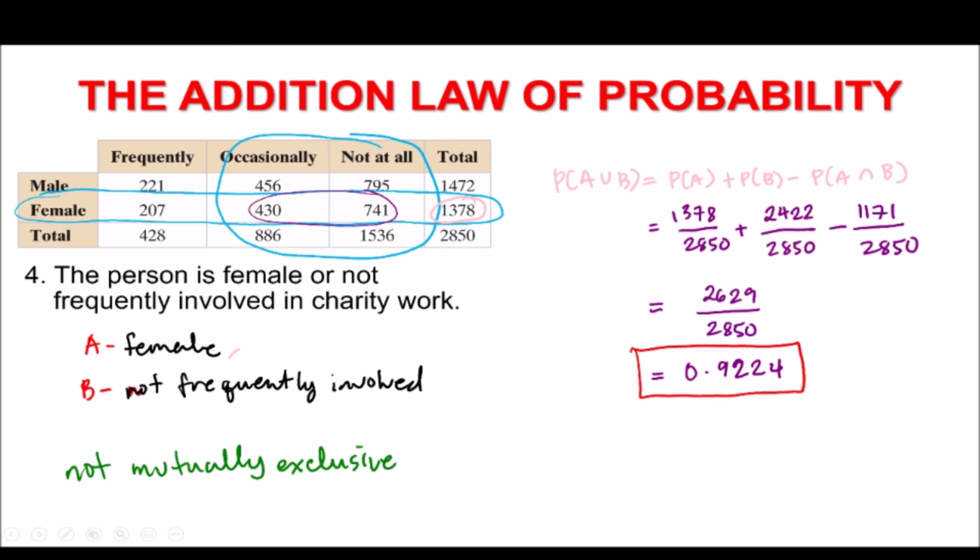Okay, so that's how you use the addition law of probability. It is important that you know how to differentiate mutually exclusive events and not mutually exclusive events. If the two events can happen at the same time, then the events are not mutually exclusive events. But if the events cannot happen at the same time, then they are mutually exclusive events.